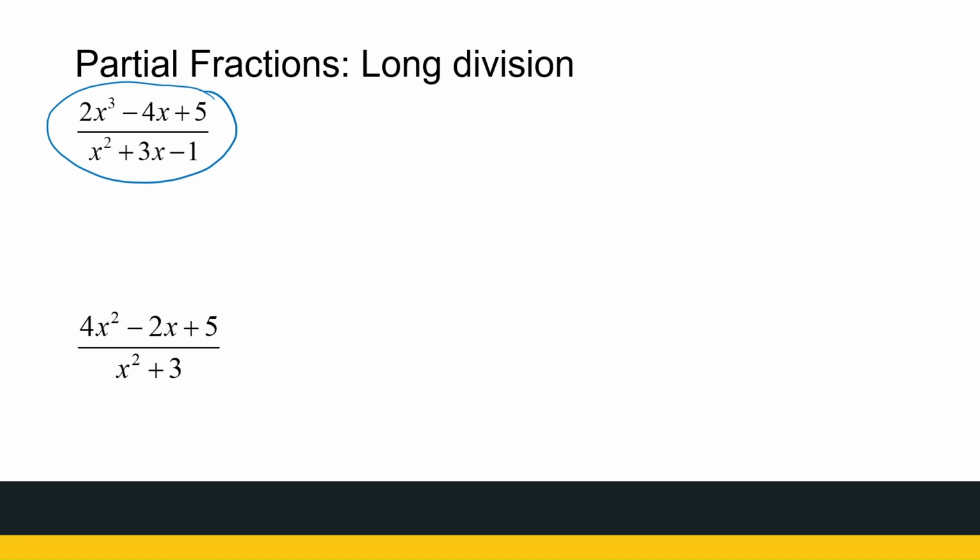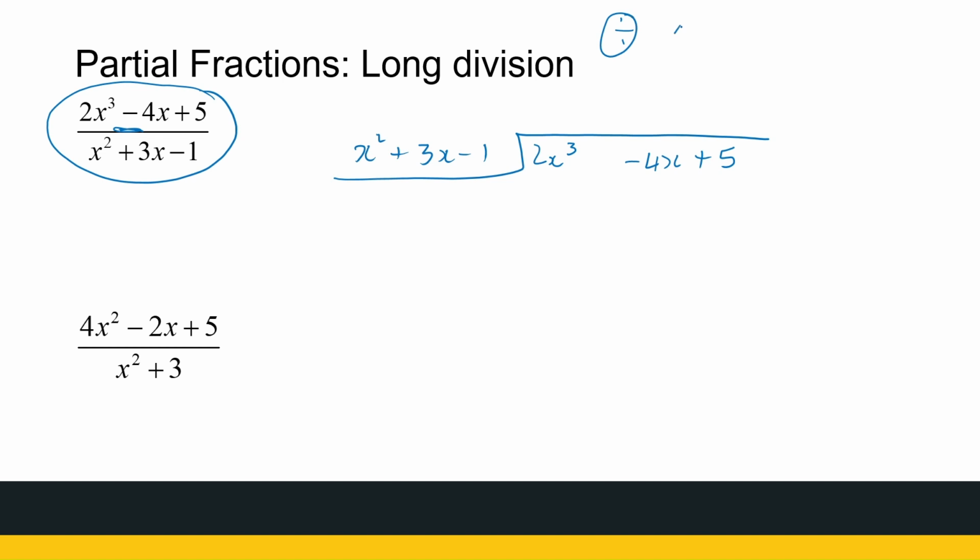So here's a quick crash course on long division. I want to divide x squared plus 3x minus 1 into the numerator, which is 2x cubed, I'm leaving a space because there's no x squared term, minus 4x plus 5. Now, the process of long division consists of 3 steps. You divide, then you multiply, then you subtract, and you repeat these steps as many times as necessary. So let me show you.